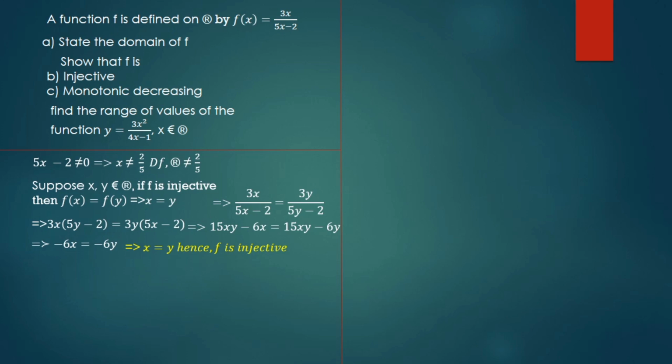Okay, let's continue. Now guys, the C part wants us to show that f is monotonic decreasing.